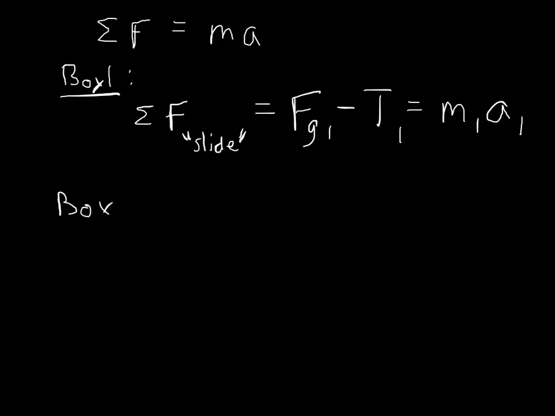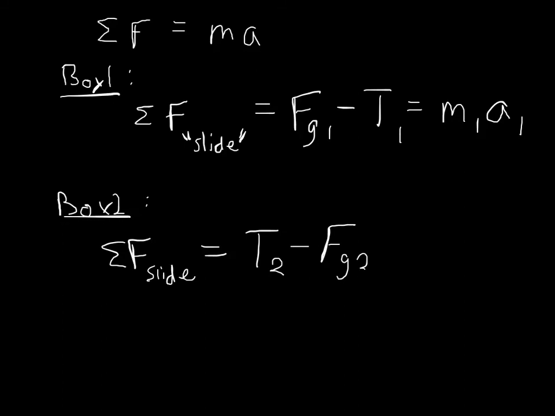Now we can do the same thing for box number 2. Box 2. Sum of forces in the slide direction for box 2. Alright, let's go back and look at our diagram. So we can write that out. We have tension 2 acting up, minus FG2X, and that's going to be equal to what? What mass are we talking about? Mass 2. And what's the acceleration? Acceleration of box 2.